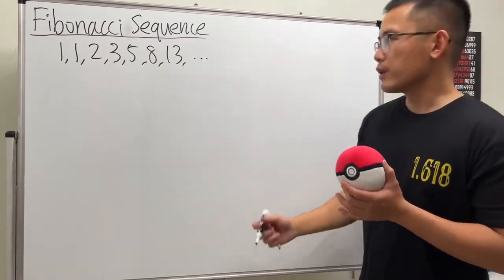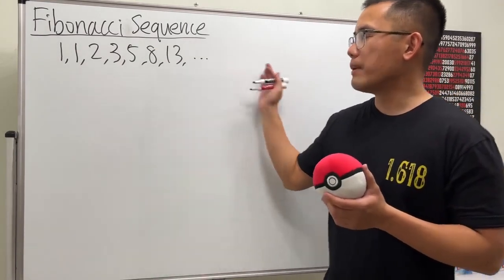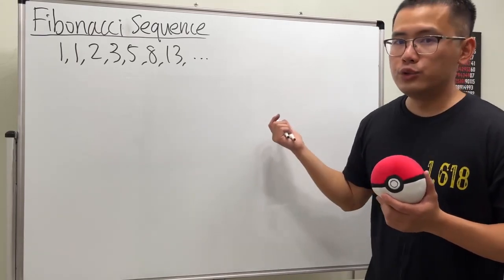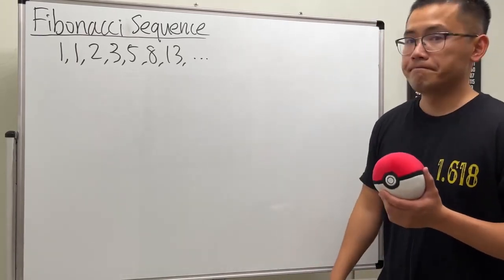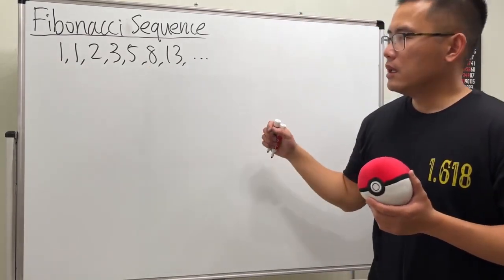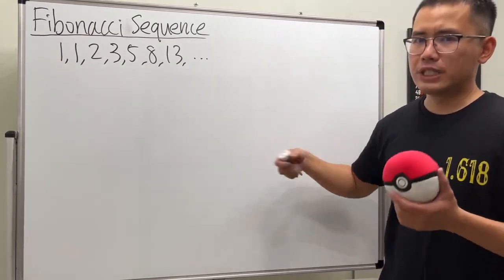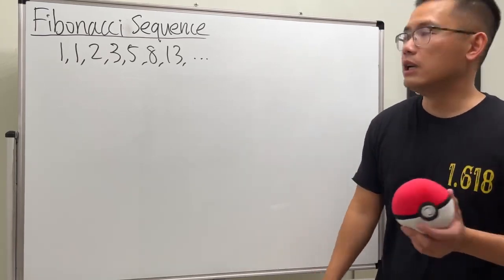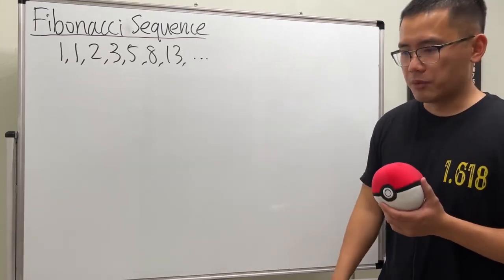Okay, now the question is, what if we want to go on, and let's say we want to get to the 100th Fibonacci sequence number? Well, this is the first one, the second one, and so on. You can just keep going, just keep adding, but of course that will take too long. So let's see how we can come up with a formula.